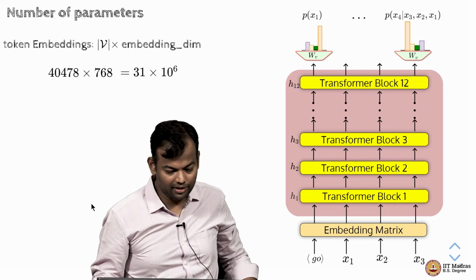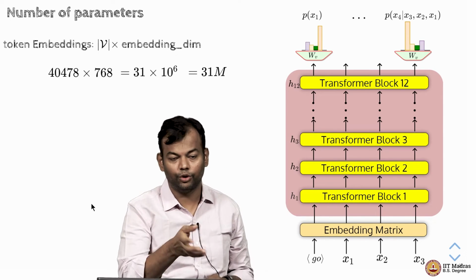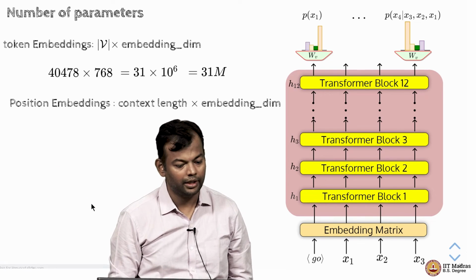So this multiplication gives you some 31 million parameters. I'll not delve into the answers here. I'll just say, okay, this is 31 million, and you just take my word for that.